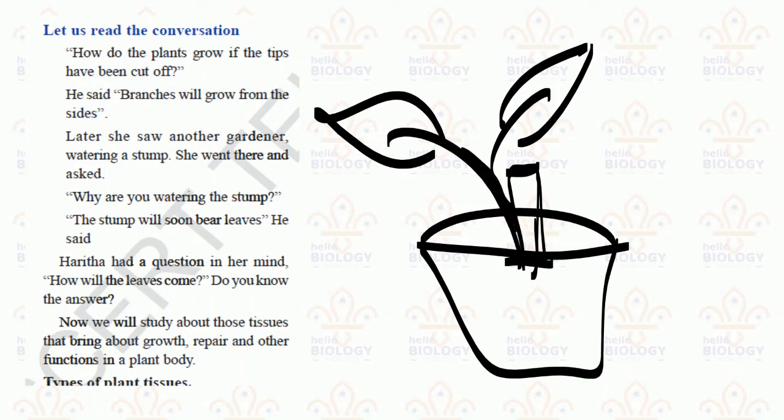Harita had said, Harita is a character here. Characters need not be remembered, we are just going into the topic. Harita had a question in her mind. How will the leaves come? Do you know the answer? How will the leaves come here now?